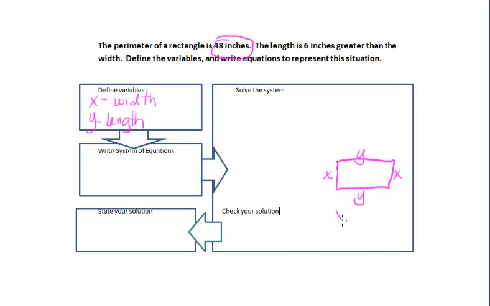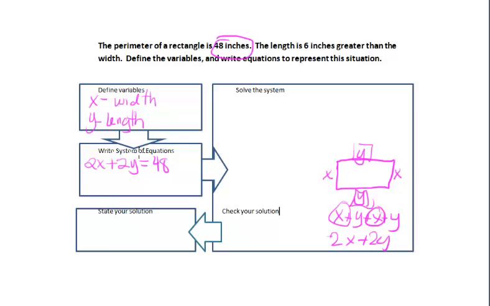You could write it out like this, which I think is kind of long and troublesome, or I could say the perimeter is going to be 2x plus 2y, right? It just looks easier. So I know that 2x plus 2y equals the perimeter, 48. They told me what the perimeter was, right?